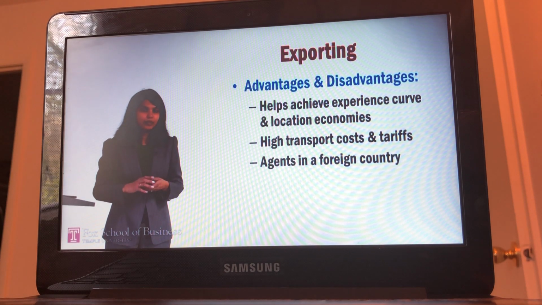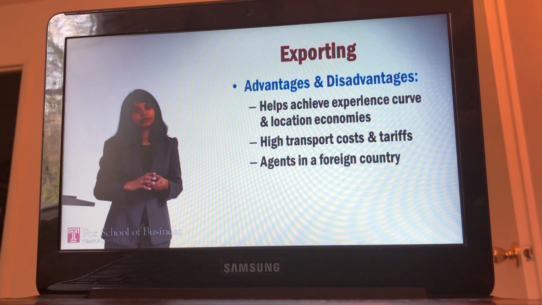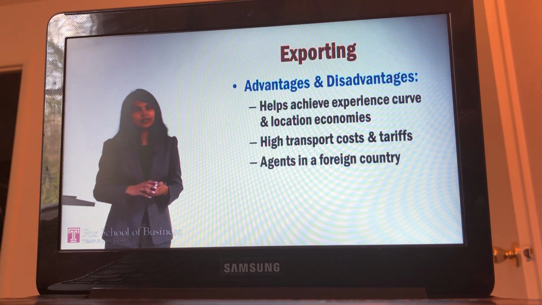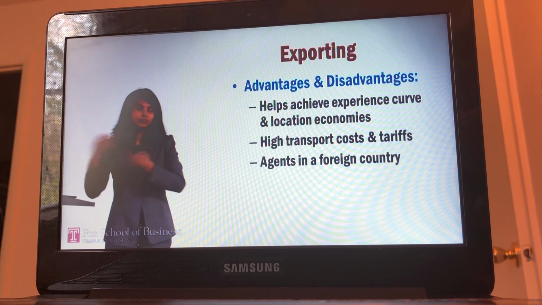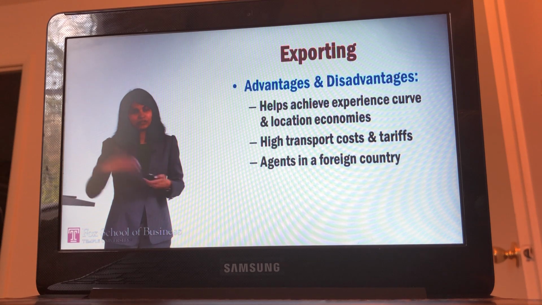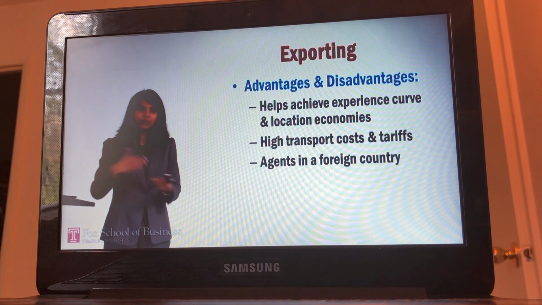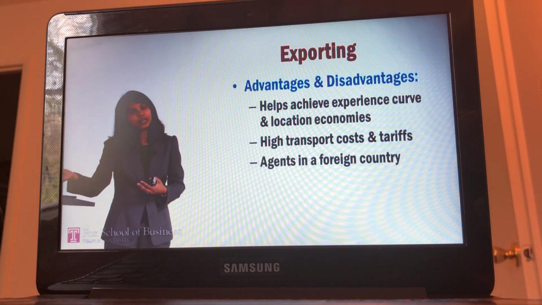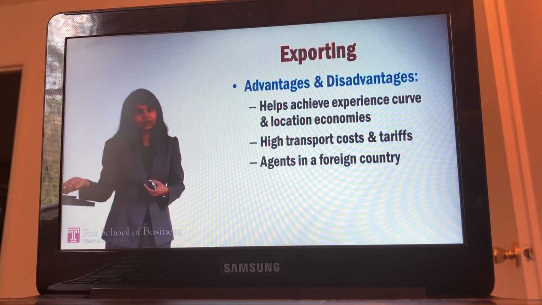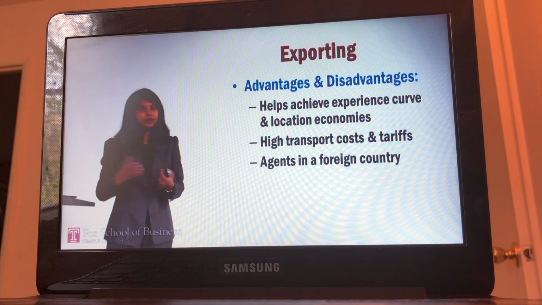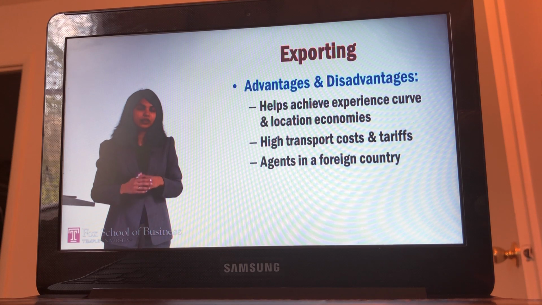But the problem with exporting is that if you have bulk products such as cement, it doesn't really make sense to export cement from the US to China. Then the transportation costs are very, very high. So you cannot export cement. You have to make use of some other entry mode into the Chinese market. Similarly, whenever the trade barriers are very high, exporting becomes very difficult and costly. So exporting is not conducive under conditions of high trade barriers.